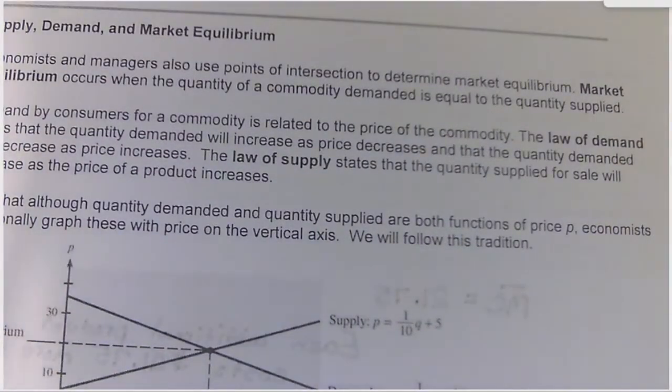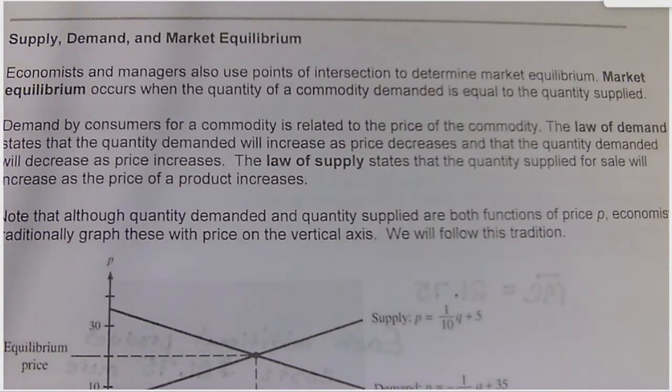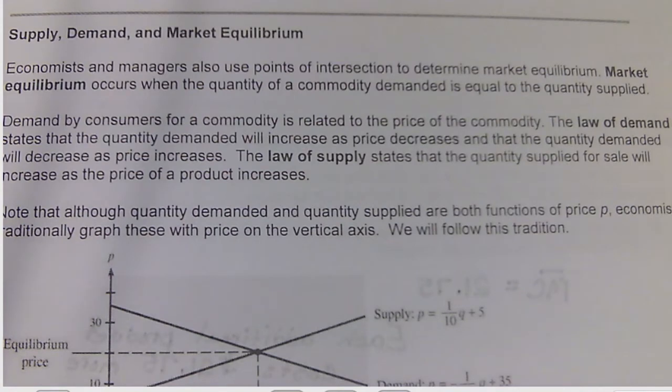Now let's talk about supply and demand. Economists and managers always use points of intersection to determine market equilibrium. Demand by consumers is related to the price. The law of demand says that the quantity demanded will increase as the price decreases, and the quantity demanded will decrease as the price increases.